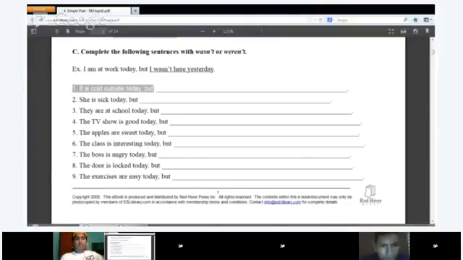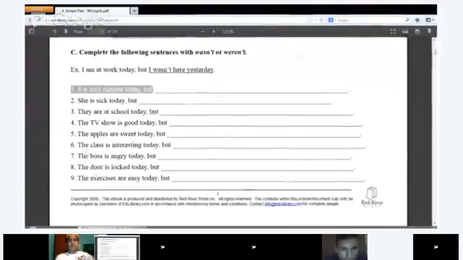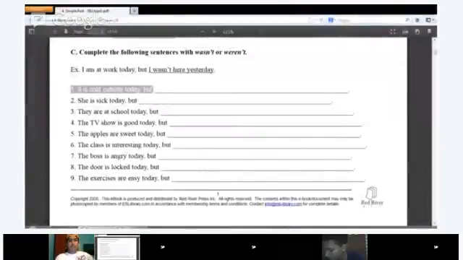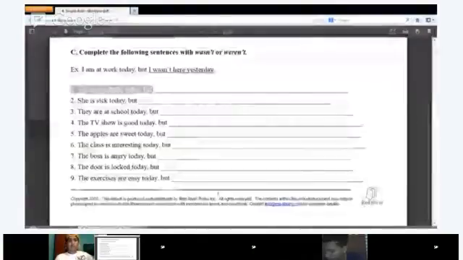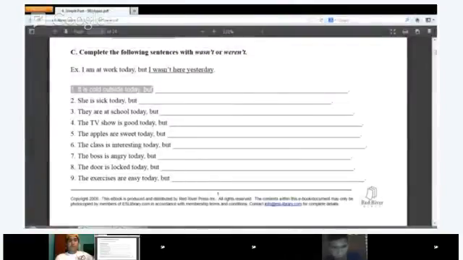Okay, let's go to Ines and number 5, please. The apples are sweet today, but they weren't sweet yesterday. Okay, so the class is the apples. Oh, I apologize. I was looking one more down. There we go. Yes, the apples are sweet today, but they weren't sweet yesterday. Excellent. Very good job.